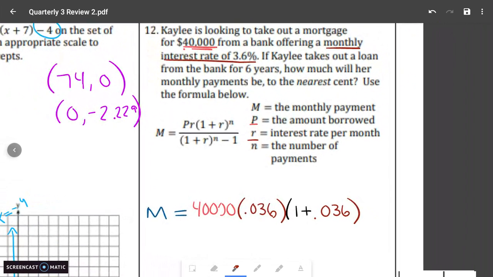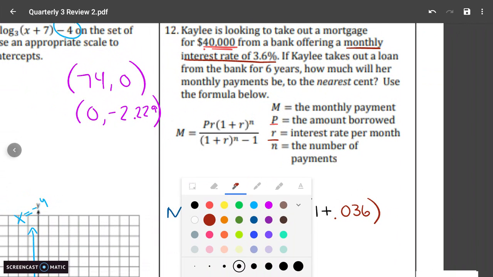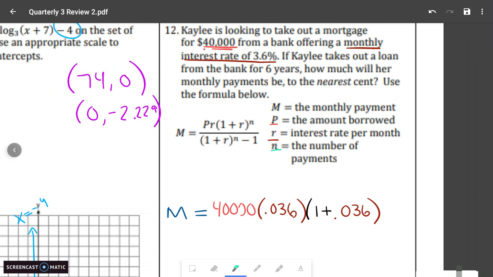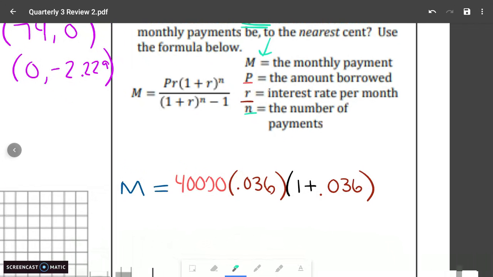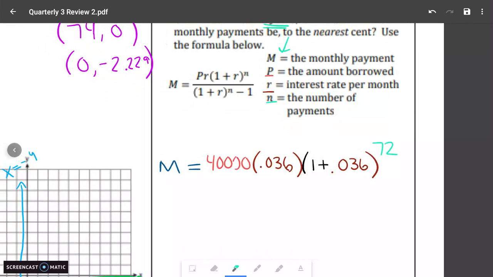And N, we have to be careful. N is talking about the monthly number of payments total, but we're doing it for 6 years. But 6 years, we're looking at a monthly rate. So we're doing 6 times 12. So we get 72 there. And then we just fill out the bottom as well. So now we know all of our pieces. 1 plus that rate.